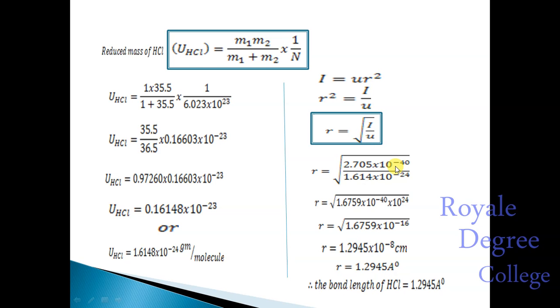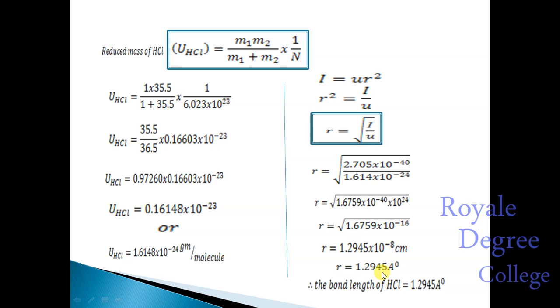Just now we got the value of I, that is 2.705 into 10 to the power minus 40, divided by the mu value we have just calculated. This value we are keeping. Now what we are doing? We are dividing both, so you will get 1.6759 into 10 to the power minus 40. This 10 to the power minus 24, if we bring it to the numerator, will become plus 24. Now we are subtracting these two values, that is minus 40 plus 24, so you will get 10 to the power minus 16. The rest of the things are as they are. Now we are taking the root of this value, so we will get R equal to 1.2945 into 10 to the power minus 8 centimeter.